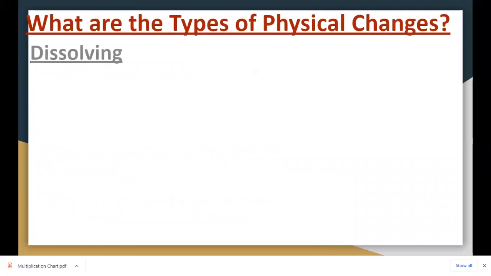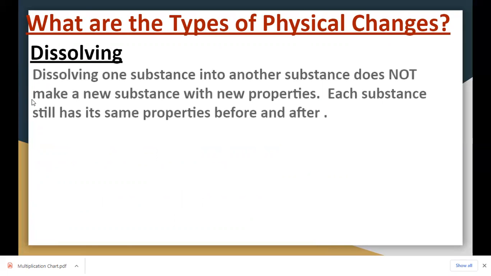Another type of physical change would be dissolving. A lot of people get this one mixed up. They think dissolving is a chemical change. Dissolving is a physical change. When you dissolve one substance into another substance, it does not make a new substance with new properties. Each substance still has the same properties before and after.